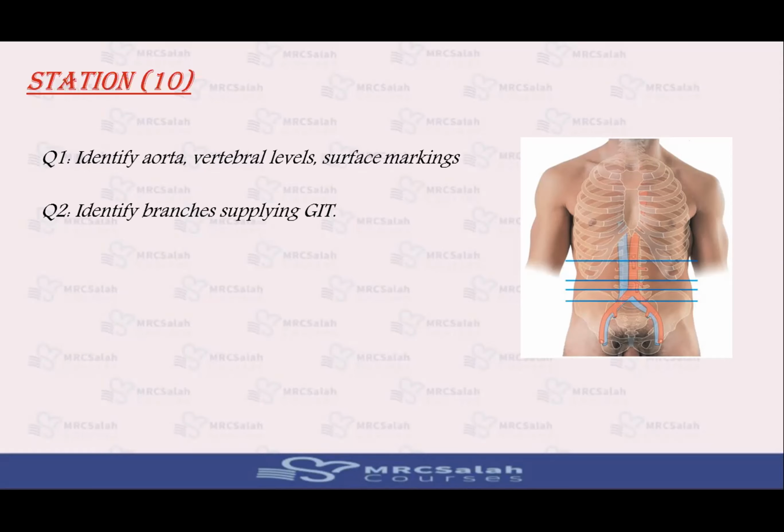Okay, next question. Can you identify the branches supplying the GIT? Celiac, superior mesenteric artery, inferior mesenteric artery. Okay. Next question. The posterior branches of the aorta? The posterior branches are the vertebral arteries and the median sacral artery. Yes, the lumbar branches and the median sacral artery.